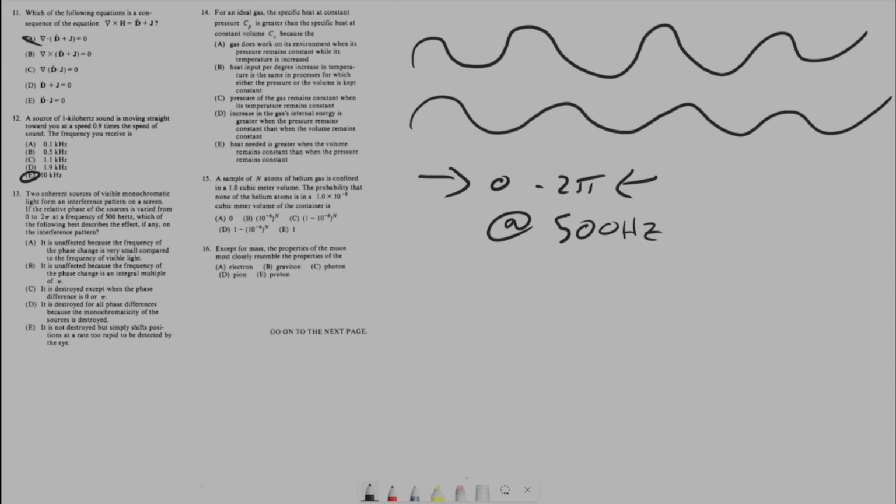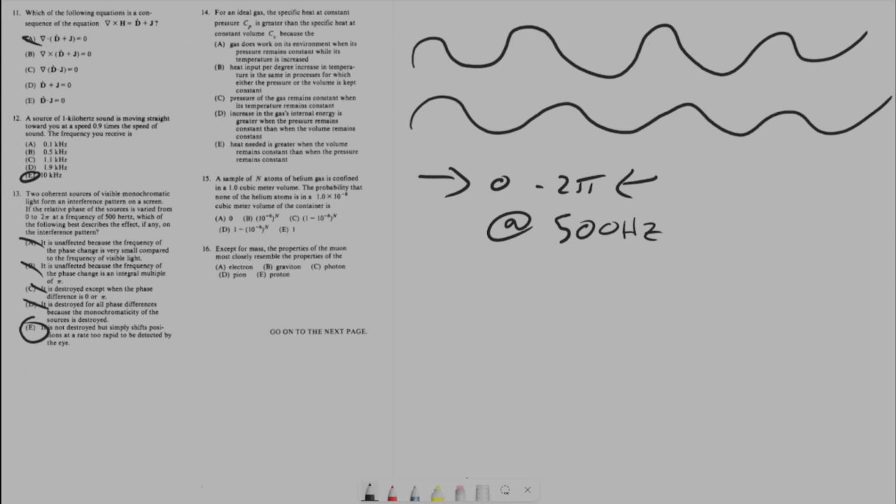Let's go through the answers, see which one makes more sense. It is unaffected because the frequency doesn't matter. Well, you kind of saw there, it is going to be affected. There will be some effect whether you can see it or not. It doesn't matter, but it will be an effect. It is destroyed except when the phase difference is 0 or pi. That's not really how interference works. It's going to be constructive and destructive throughout. So we can get rid of that and that as well.